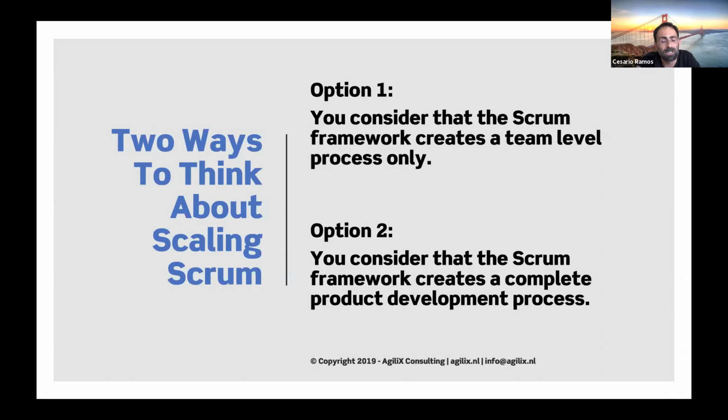But there's another option you can take, another position you can take, and that is you consider that Scrum itself is a complete framework for the complete product development process. And now the question becomes not what do I need to add to Scrum to make it work, but how can I apply all the good things that we know from single team Scrum and have all those good things, but now at scale, now with 30, 40 teams?